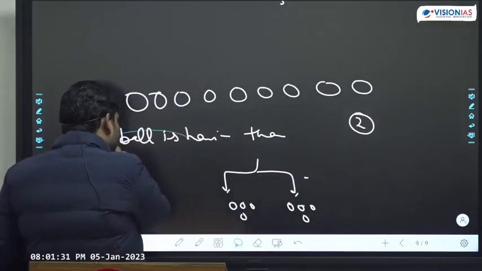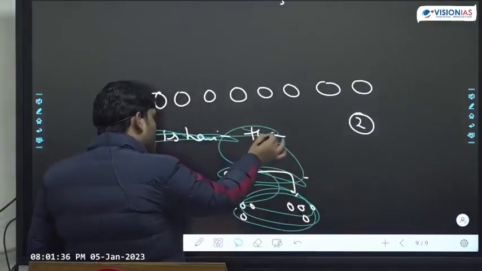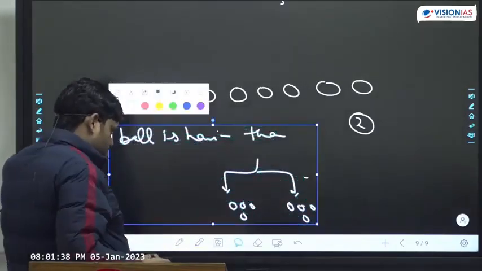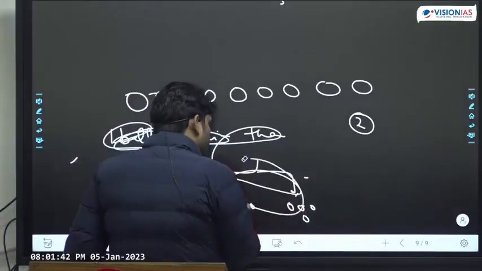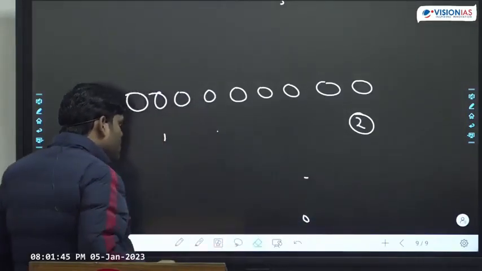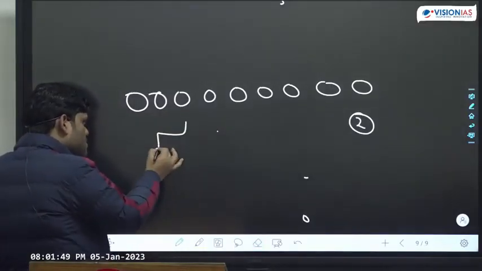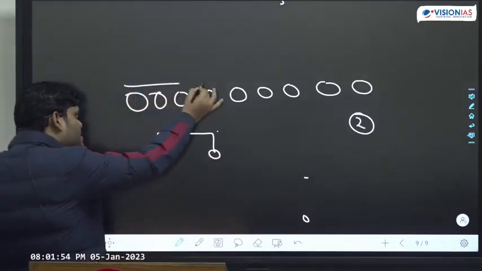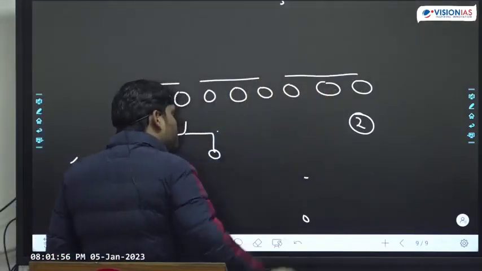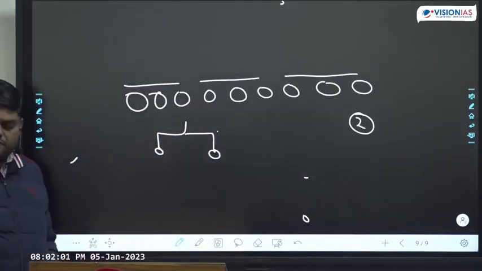And how is 2 the correct answer? Let me tell you. See, suppose we have this weighing machine. What we will do is make groups of 3, 3, 3. Listen carefully, we will make groups of 3, 3 and 3.